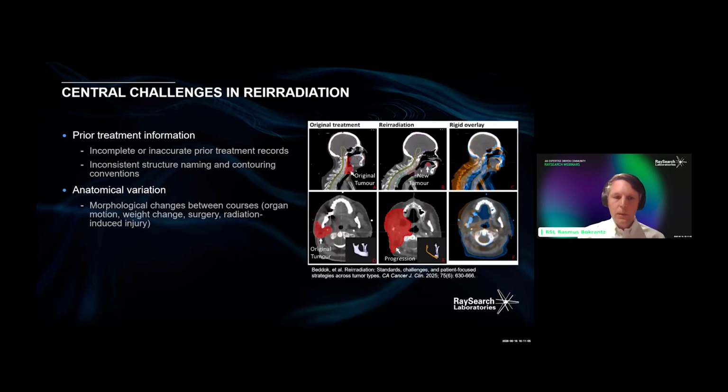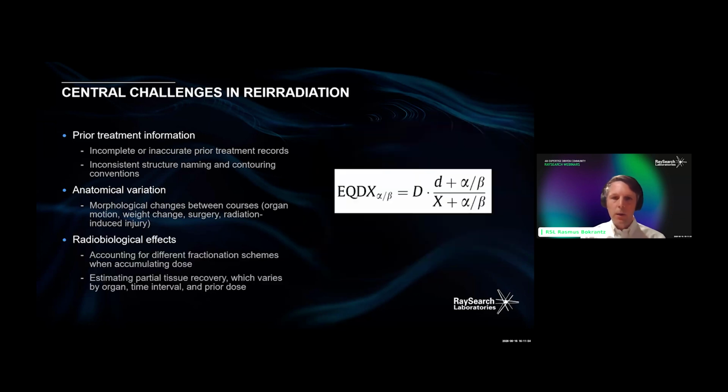Then there are, of course, also considerable anatomical changes to take into consideration. These can be very large for reirradiation that sometimes occurs years after the initial treatment. It's not uncommon that the patient anatomy has been subject to considerable morphological changes, for instance, due to organ motion, but also weight loss or weight gain, radiation-induced injury, or even surgical interventions. All of this needs to be accounted for somehow in the assessment of the cumulative dose.